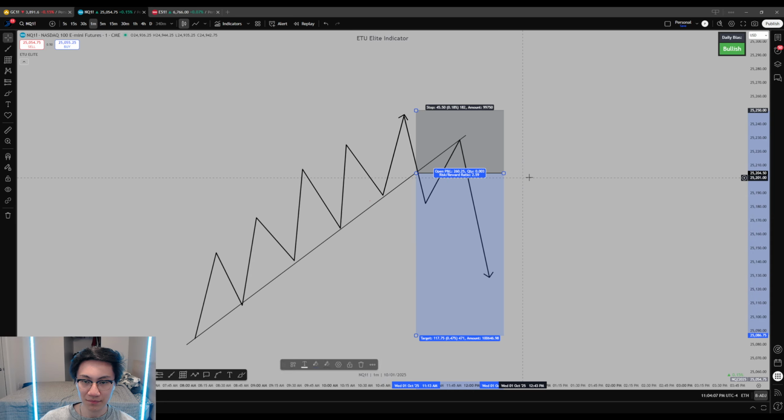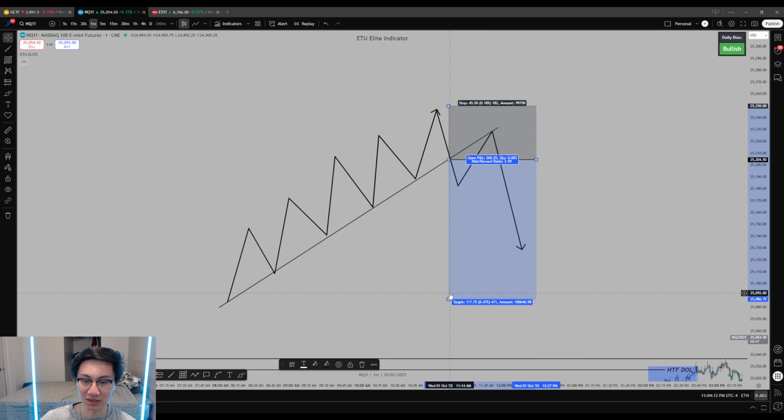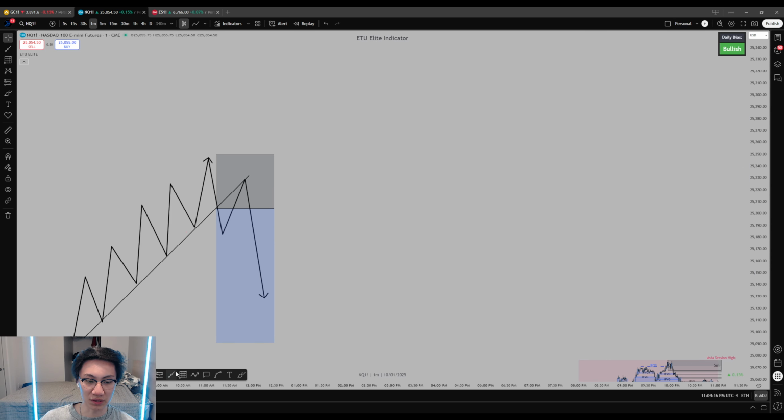You're short here, stop loss at the nearest high that's been made, and you target whatever you want on the left here. You can use targets that I teach you guys within the course or within the free boot camp using key levels. That's how you trade trendline breaks with a reversal.